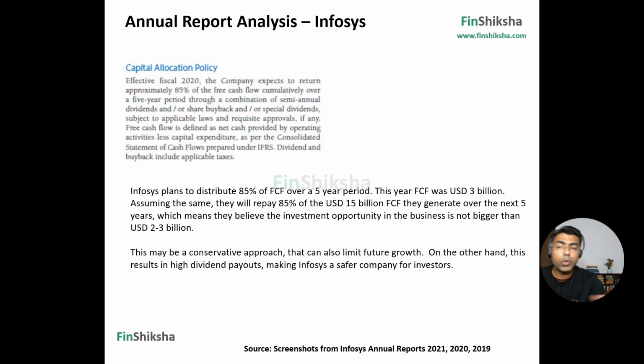The company plans to return or distribute 85% of the free cash flow over a 5-year period. So if over a 5-year period the company is making $15 billion of free cash flow, they are going to return 85% of that in the form of dividends or buybacks. That is going to happen. This may be a conservative approach that can also limit future growth. It seems like Infosys does not see massive opportunities where they can deploy this particular cash. It seems like they also believe that investment opportunity in business is not bigger than $2-3 billion over the next 5 years or so.